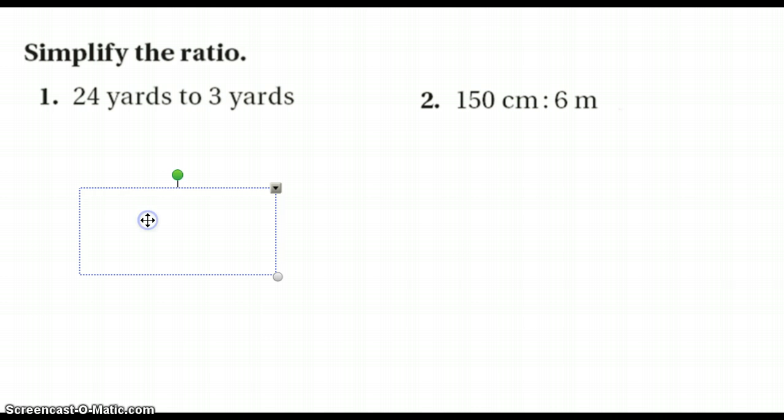Welcome back. Hopefully you got that. When you simplify this, it's 24 over 3, which is 8 over 1, or 8 to 1. Again, you need the 1. Please don't forget it.